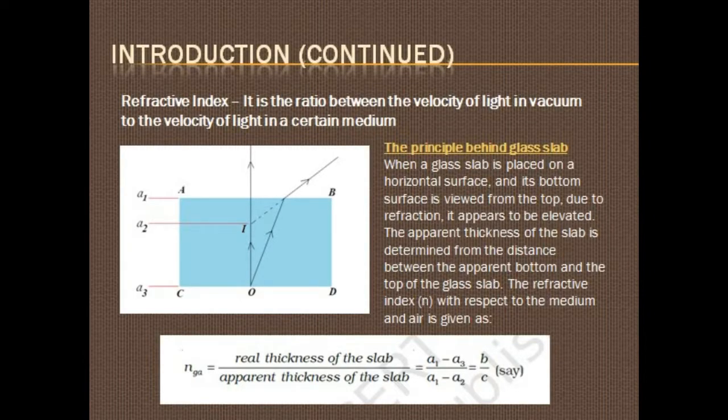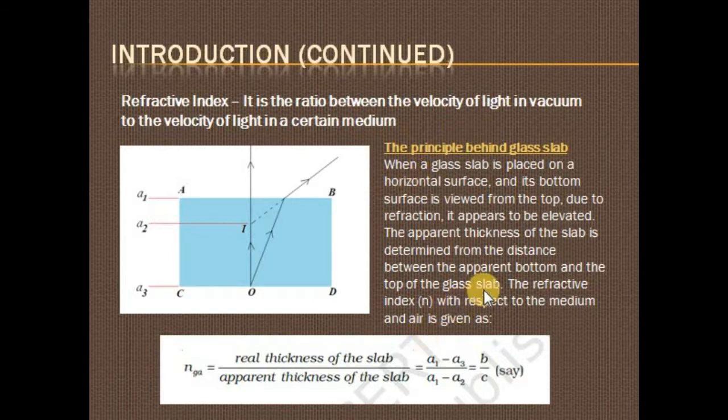Now let's discuss what a refractive index is. We know that the velocity of light in vacuum is 3 into 10 to the power 8 meters per second. But if light passes through a medium, for example glass or water, then its velocity drastically reduces. The ratio between the velocity of light in vacuum and the velocity of light in a certain medium is known as the refractive index. So refractive index is basically a parameter to show how much the velocity of light reduces when it passes through a medium.